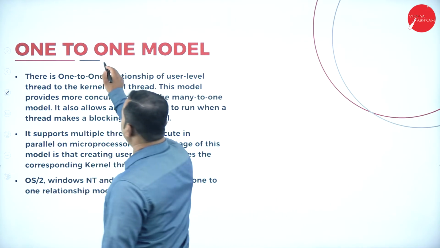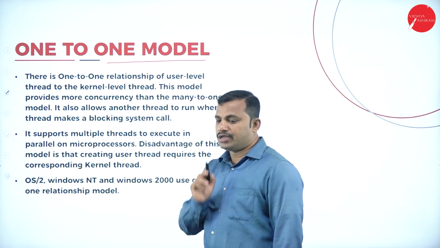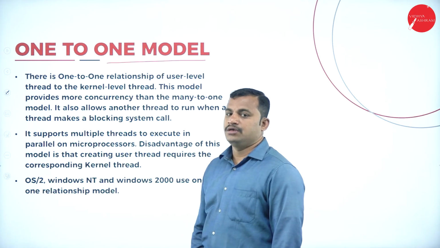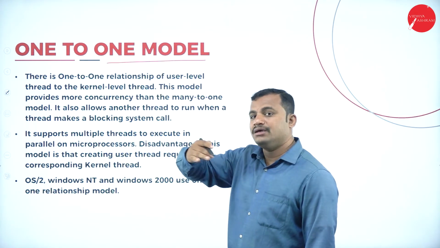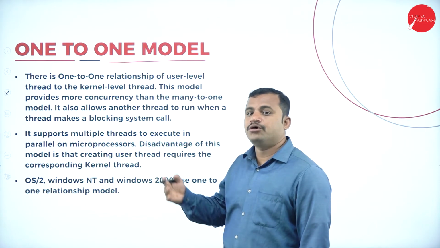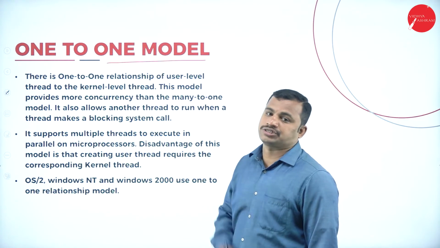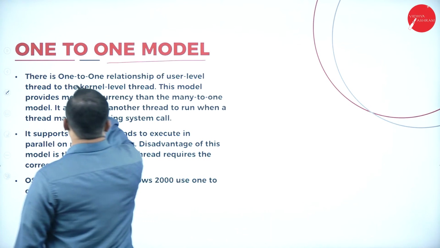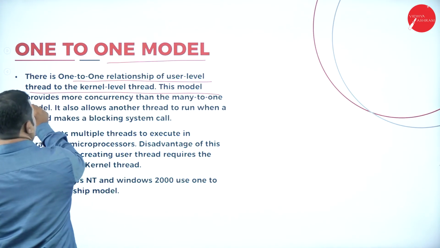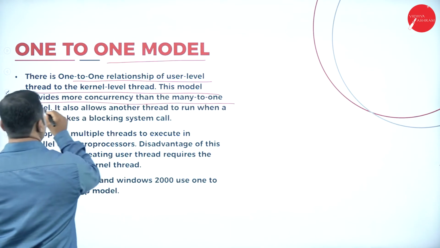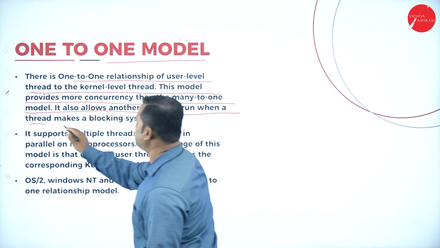So moving on to the one-to-one model, for every one thread created in the user space, we require one thread in the kernel space. That means the mapping from user level threads to kernel level threads increases. That eventually increases the number of resources required to execute the applications of the users. With a one-to-one relationship of user level thread to kernel level thread, this model provides more concurrency than the many-to-one model. It also allows another thread to run when a thread makes a blocking system call.